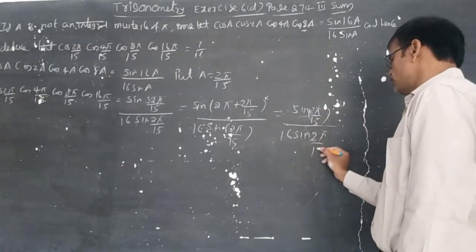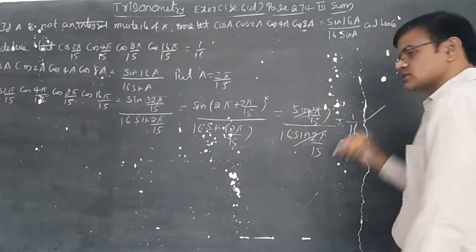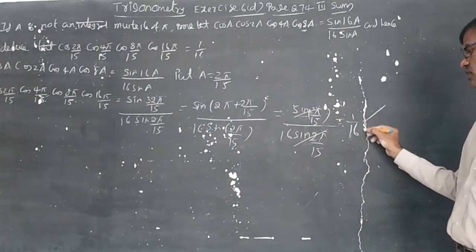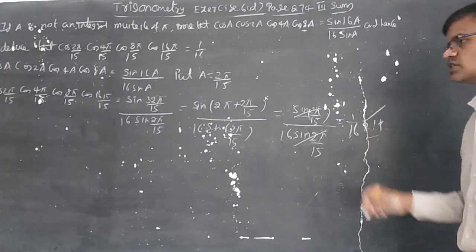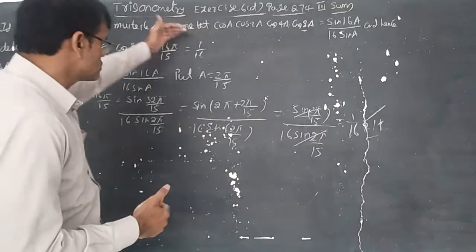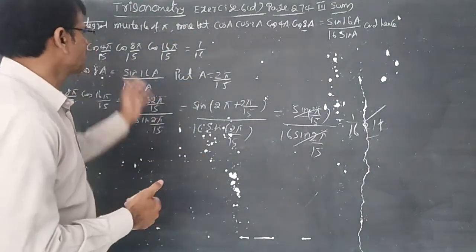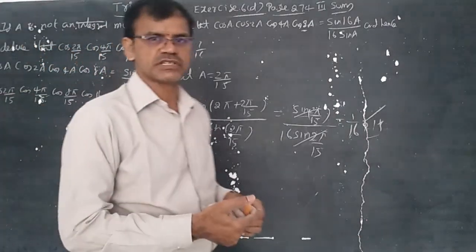Here sin 2π/15 and sin 2π/15 get cancelled. Therefore, we got the answer as 1 by 60. This is the RHS. The same question was there in 2015 MCET; they gave the question as it is. Of course, the options given were 1 by 16, 2 by 16, 3 by 16, 4 by 16, like this.